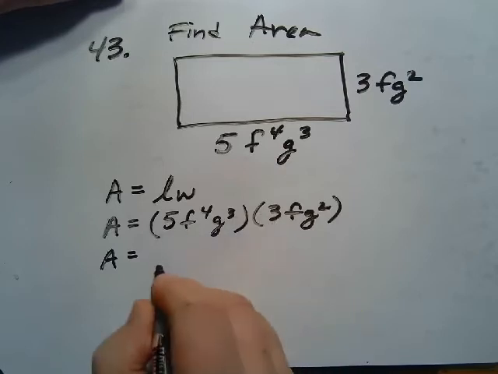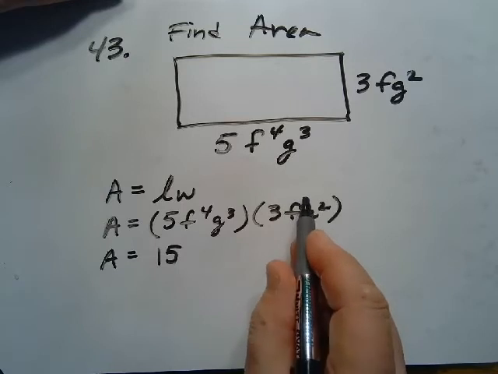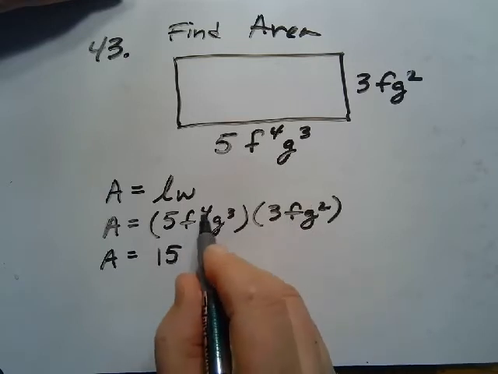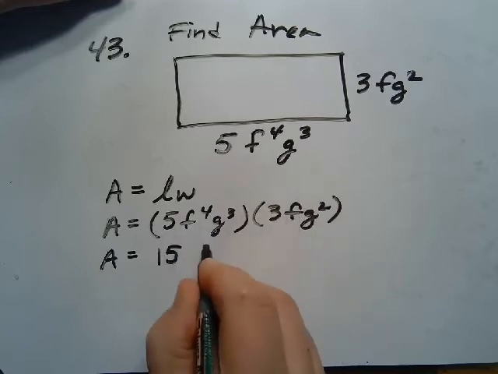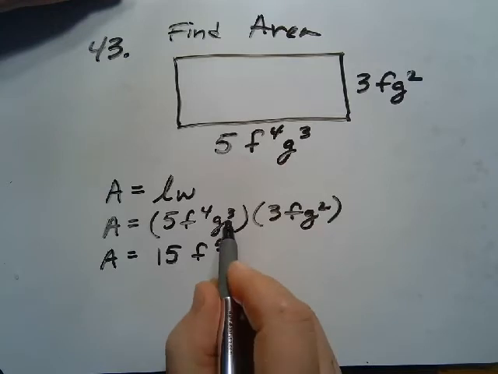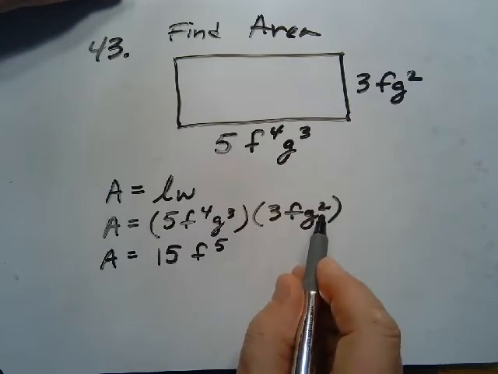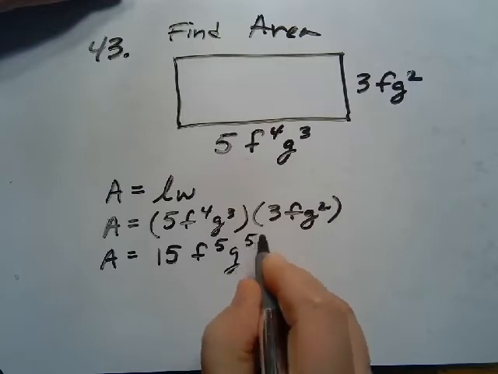5 times 3 is 15. Here's an f, and here's another f to the first. Remember, there's a 1 here. F to the fourth times f to the first. Add the exponents. That gives us 4 plus 1 gives us 5. And then g to the third times g to the second. Again, add the exponents. That gives you g to the fifth.